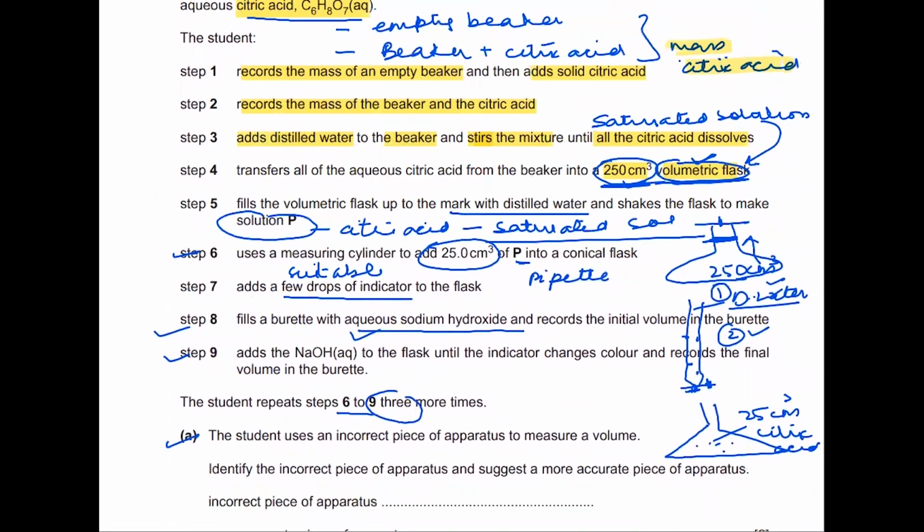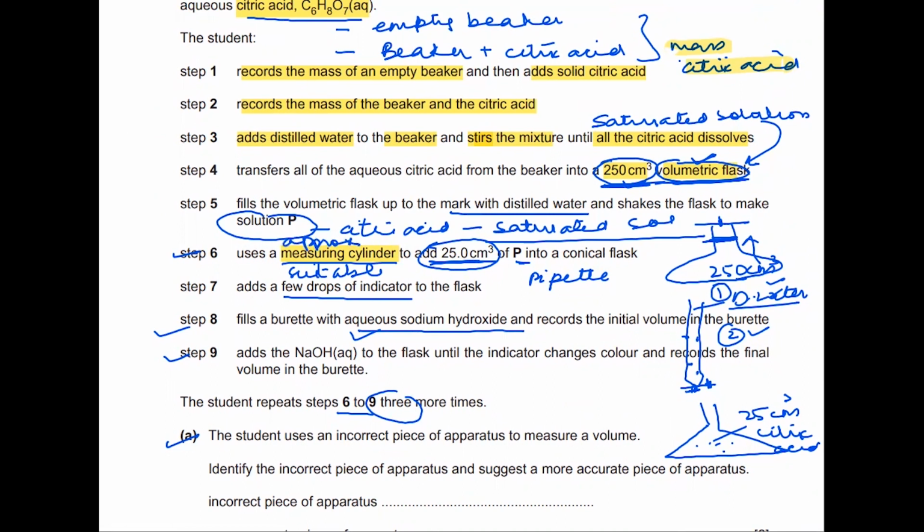Now look here, what we did was he added, okay, here's the incorrect piece. Now look here. Use a measuring cylinder. Do you think we should be measuring using the measuring cylinder in order to measure 25 cm cube of P? So measuring cylinder is a cylinder which gives us an inaccurate volume, right? This gives you approximate volume.